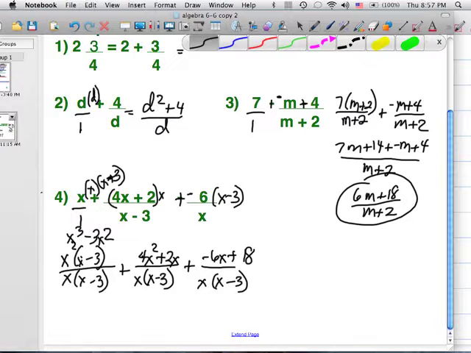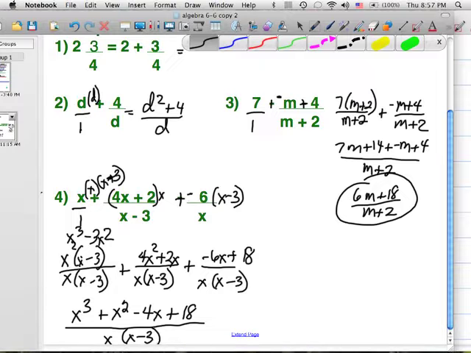Since they all have the same denominator, I can combine like terms. There's only one x cubed. A negative 3x squared and a positive 4x squared makes x squared. 2x and a negative 6x make negative 4x plus 18. And that's all over x times x minus 3. And this we're not factoring, so that's all we can do with that.